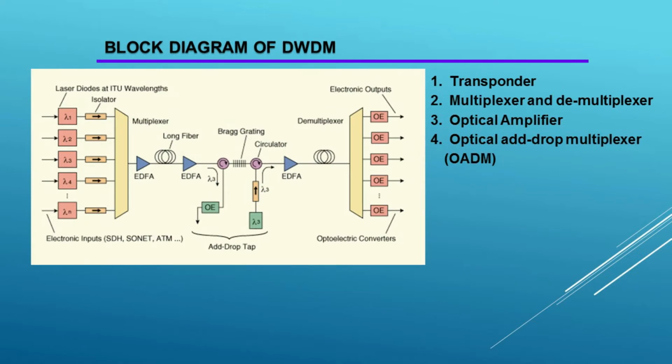Block diagram of DWDM. 1. Transponder. 2. Multiplexer and demultiplexer. 3. Optical amplifier. 4. Optical add-drop multiplexer, OADM.